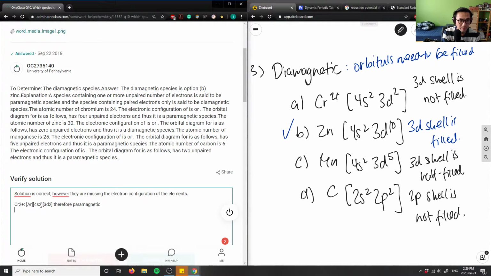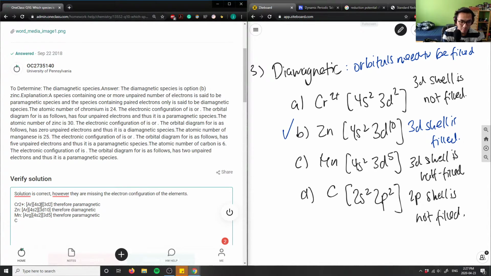paramagnetic. This is Zn, zinc. Zinc here would give me argon, then 4s2, and 3d10. Therefore, it is indeed diamagnetic. Manganese is again 4s2, so I can say argon again, then 4s2 and 3d5. Therefore, paramagnetic.